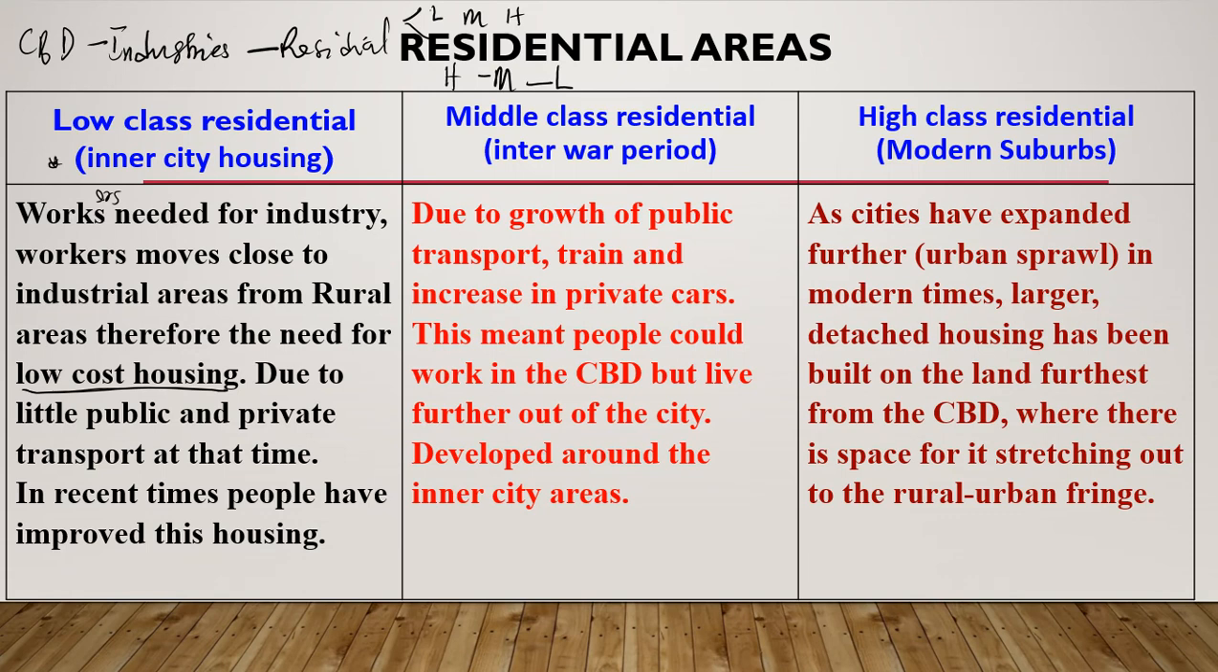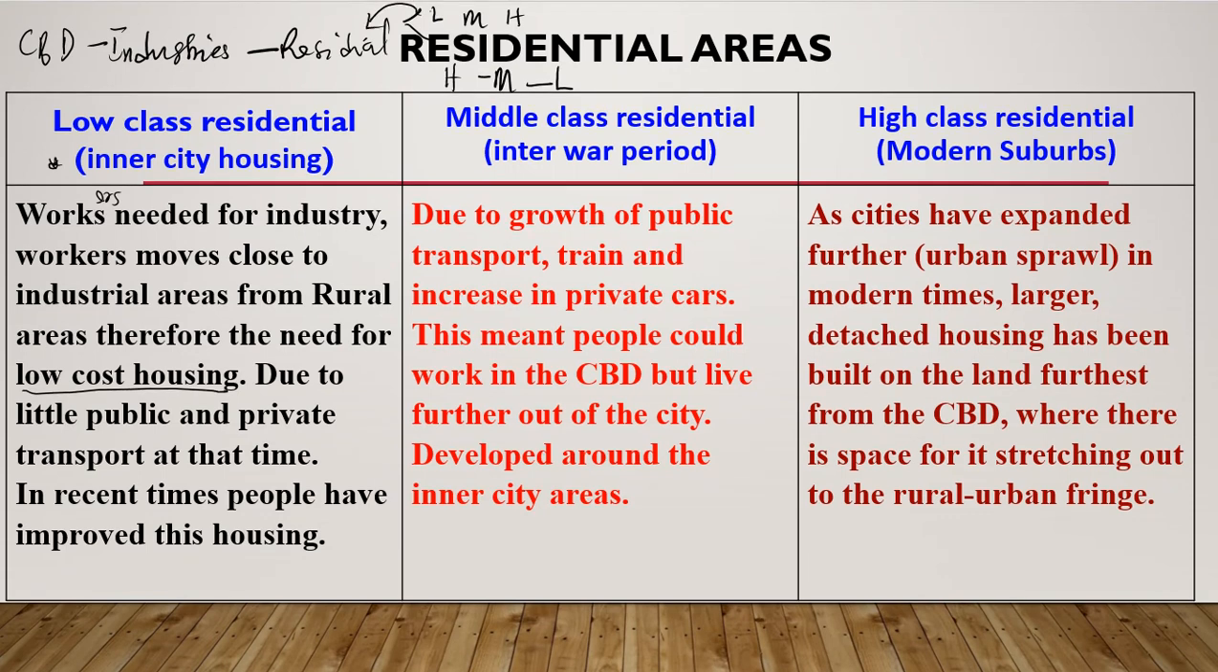So this low cost housing is found close to the industries in MEDC cities. Due to little public and private transport at that time, people tended to stay close to their workplace because of the poor transport network. But presently there's a good transport network, so you can actually stay at the outskirts of the city and still use rails and canals to get to work within the shortest possible time.